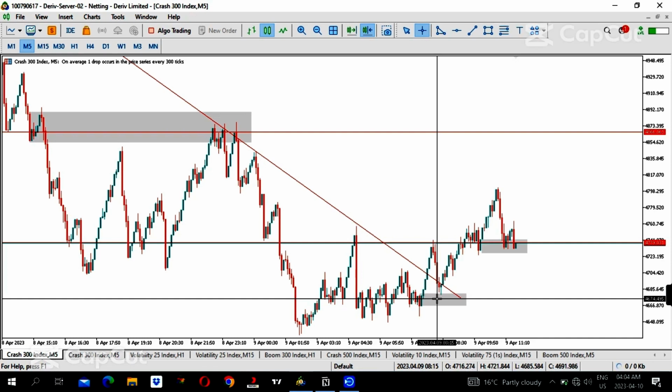So I'm just going to summarize the points over here. The first point is conduct market analysis. The second point is identify potential trades. Third point, evaluate risk to reward ratio. Fourth point, set entry and exit points. Fifth point, monitor the trade. Sixth point, review and analyze the performance of that trade.